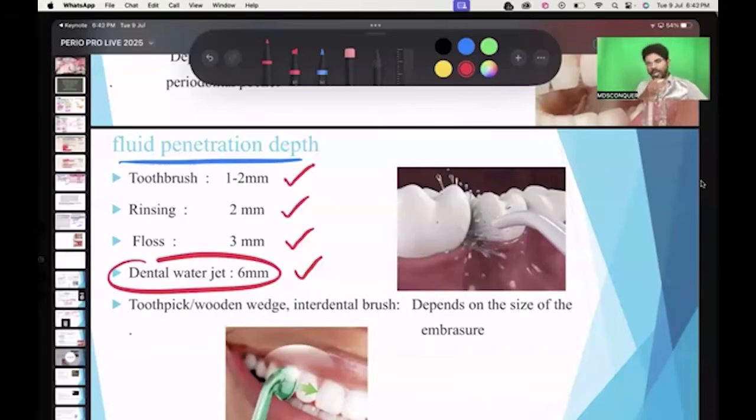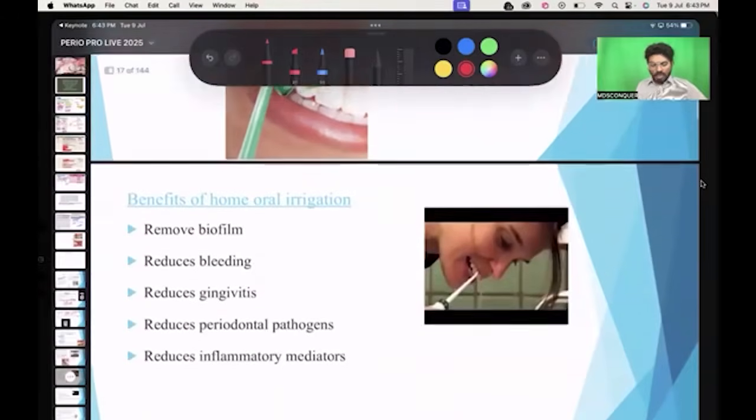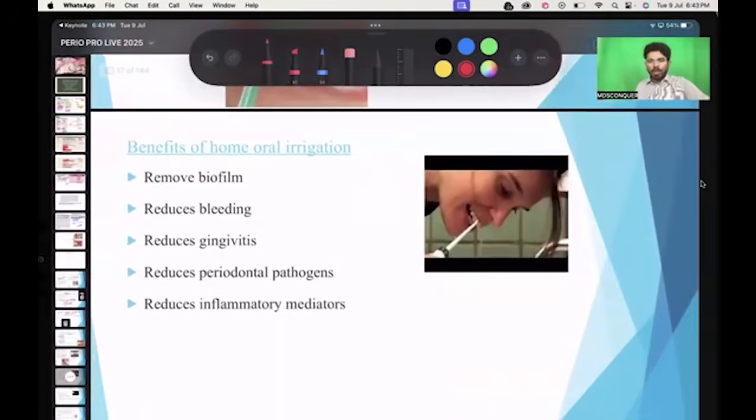So what is the fluid depth penetration? Arrange the following in sequence. Highest is for the dental water jet, followed by floss, followed by rinsing, followed by toothbrush. So this concept of fluid penetration depth is again a very important concept. Then these are very common things.